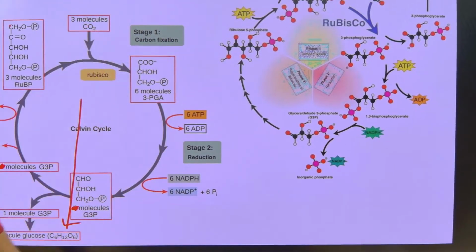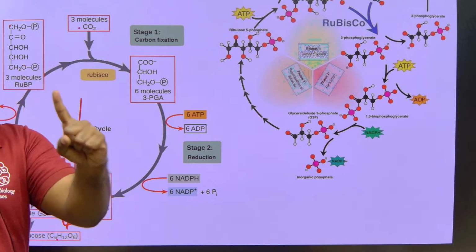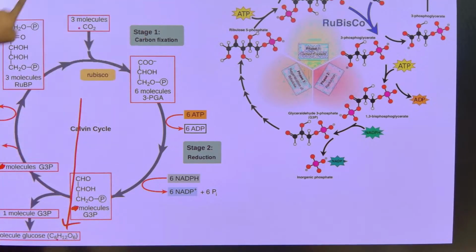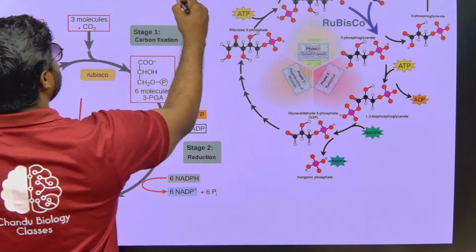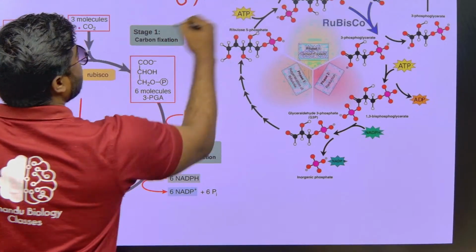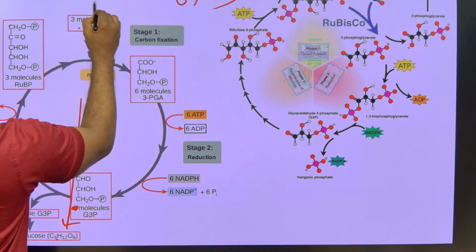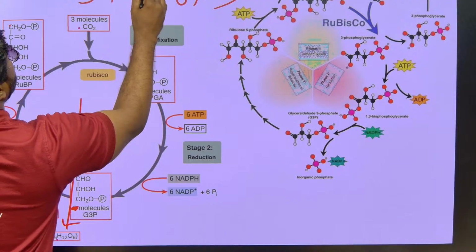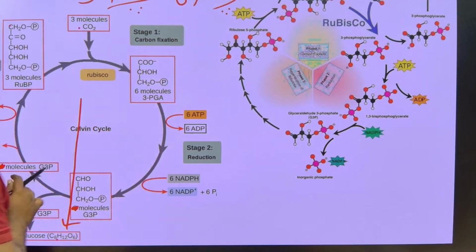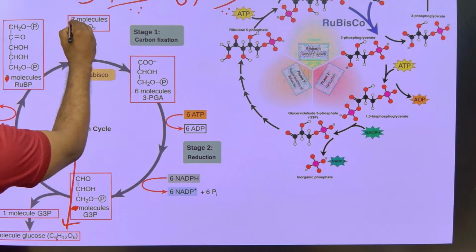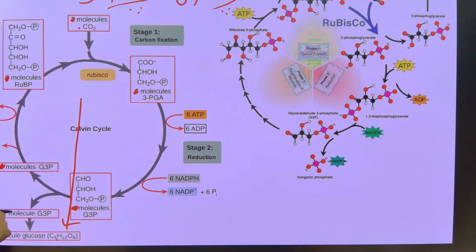Now all the students, please try to understand. Our goal is to fix the carbon into glucose. In order to produce one glucose molecule, the Calvin cycle has to turn 6 times. If I want to produce half glucose, the cycle has to turn 3 times. Correct na? No point of getting confused. So first we will count for half glucose, then we will multiply for 1 glucose. So easy it is.